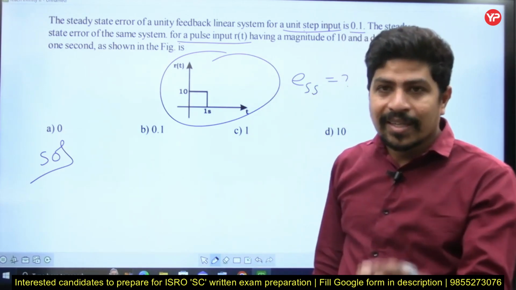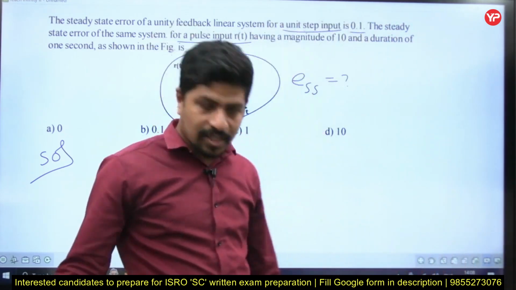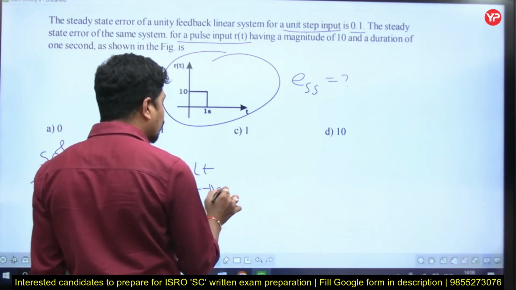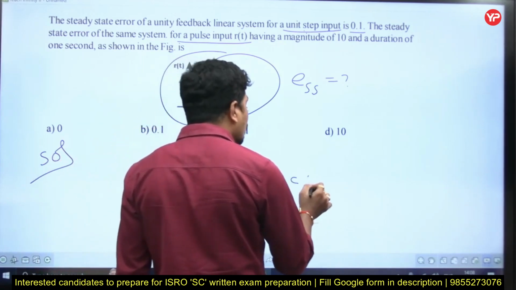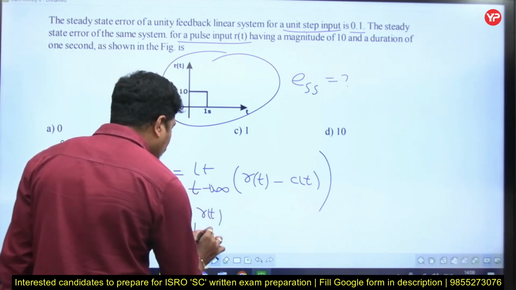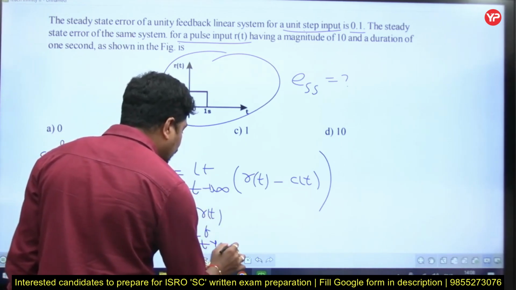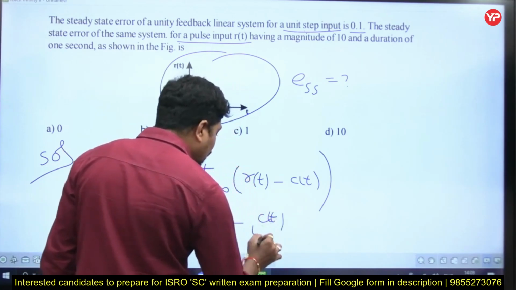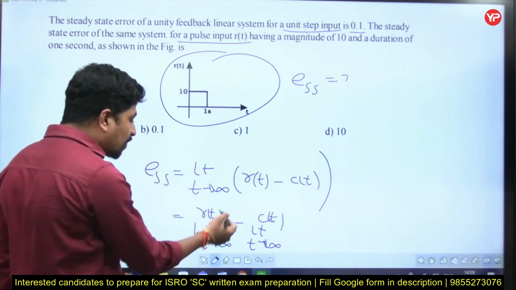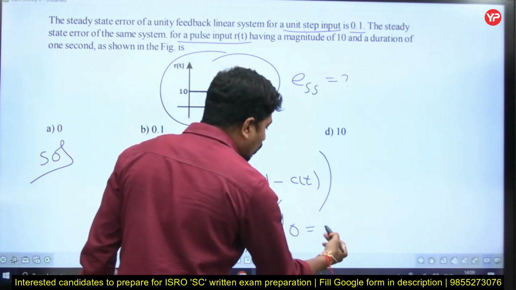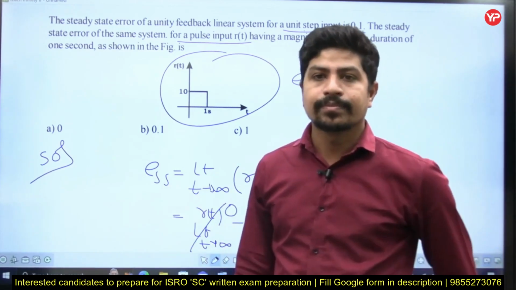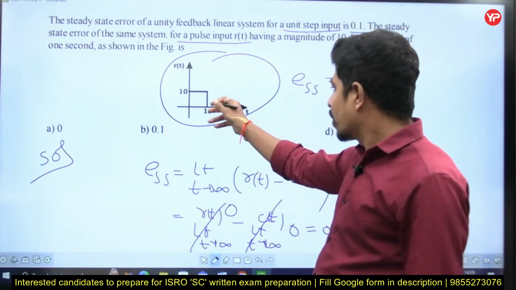See, simple thing. Steady state error, ESS, this is the formula. ESS is equal to limit t tends to infinity, R of t minus C of t, is the basic formula. Means if I expand, R of t limit t tends to infinity minus C of t limit t tends to infinity. Tell me, t tends to infinity, input itself is 0. If input is 0, output is also 0. So therefore 0 minus 0 is equal to 0. At steady state means t tends to infinity. At steady state, what is your input? That is a pulse input.